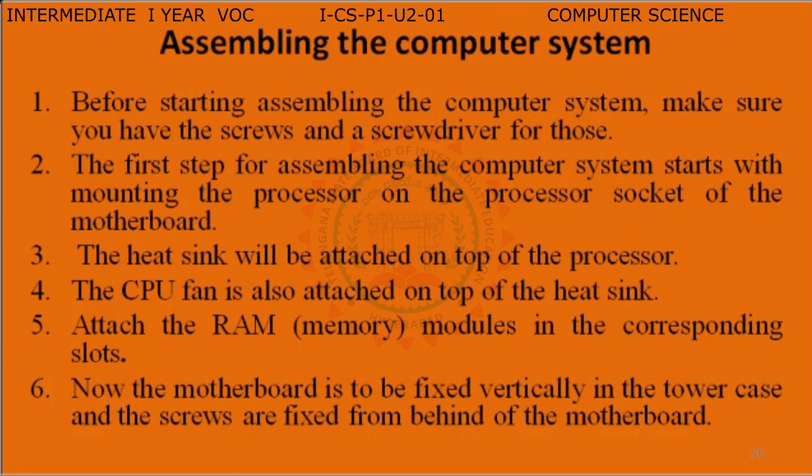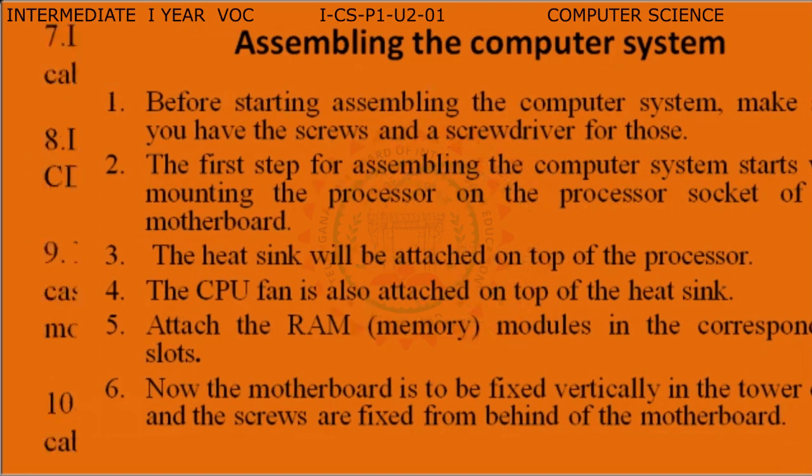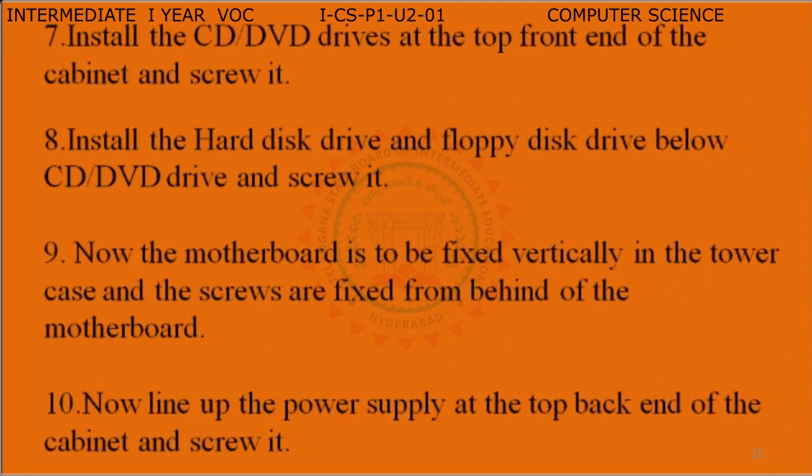The CPU fan is also attached on top of the heatsink. Attach the RAM modules in the corresponding slots. Now the motherboard is to be fixed vertically in the tower case and screws are fixed from behind of the motherboard. In the next step, install the optical drives at the top front end of the cabinet and screw it.